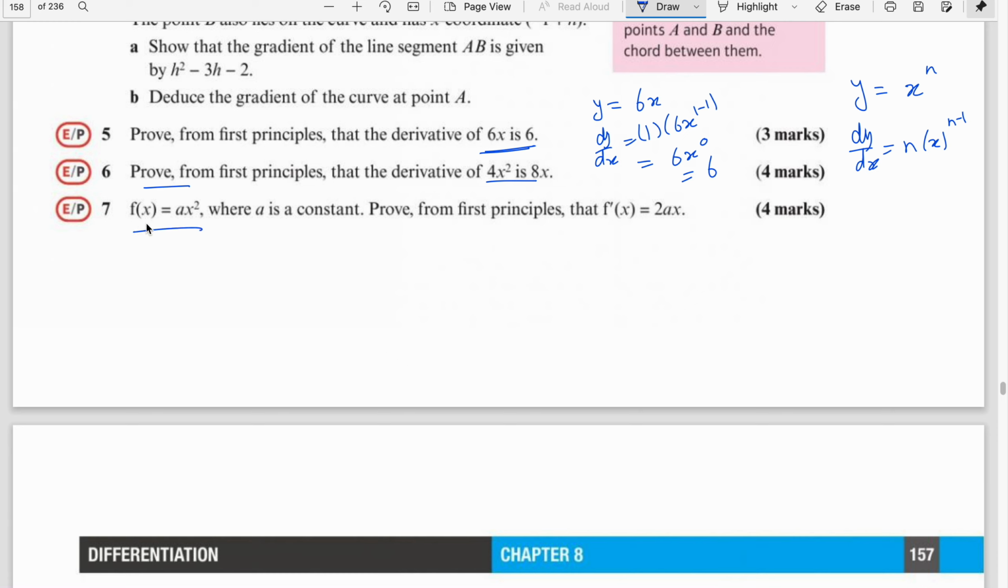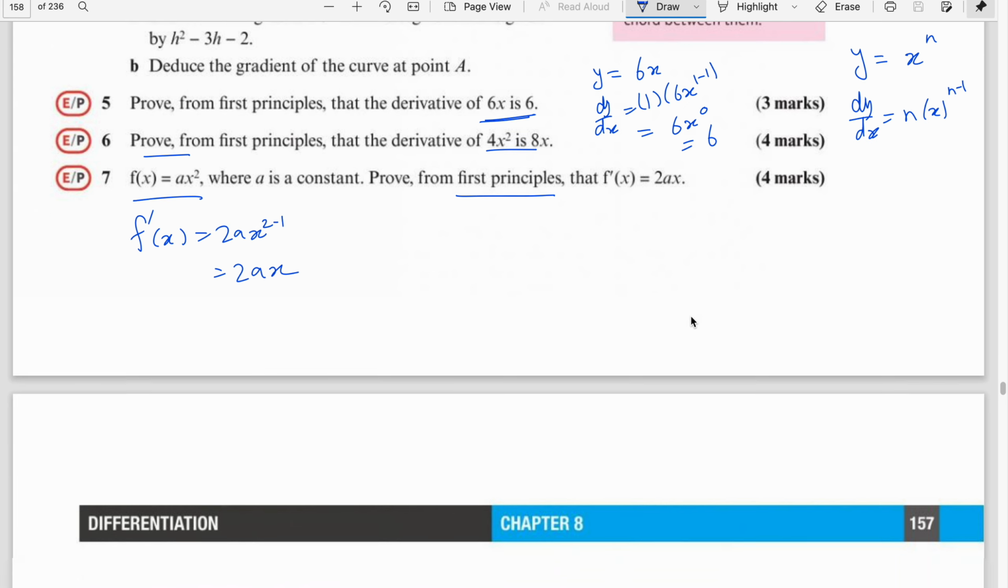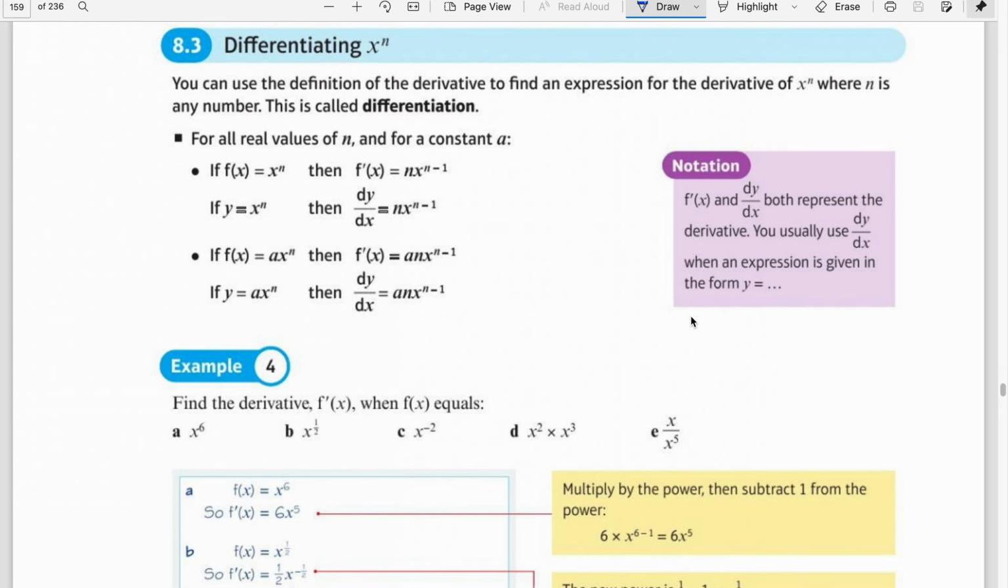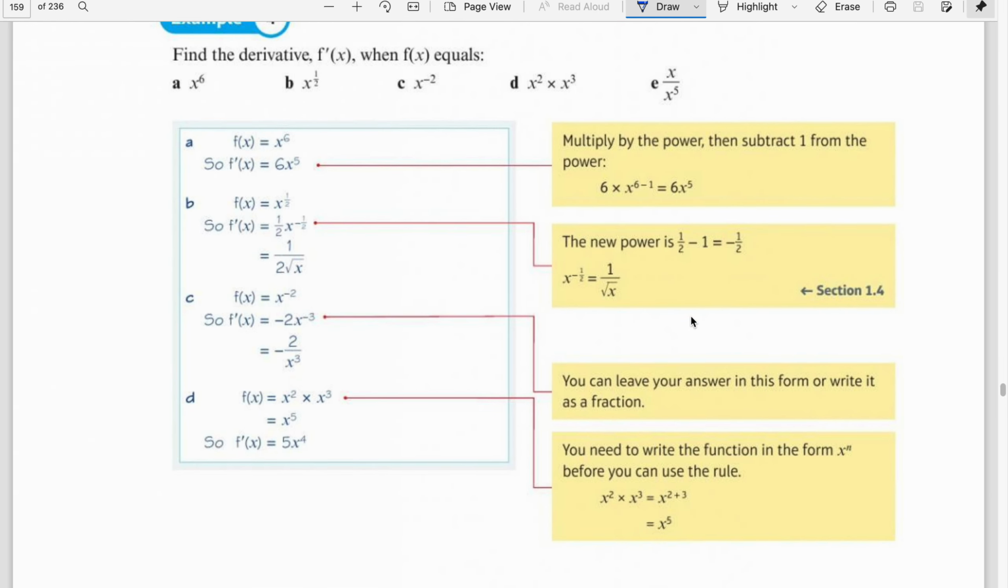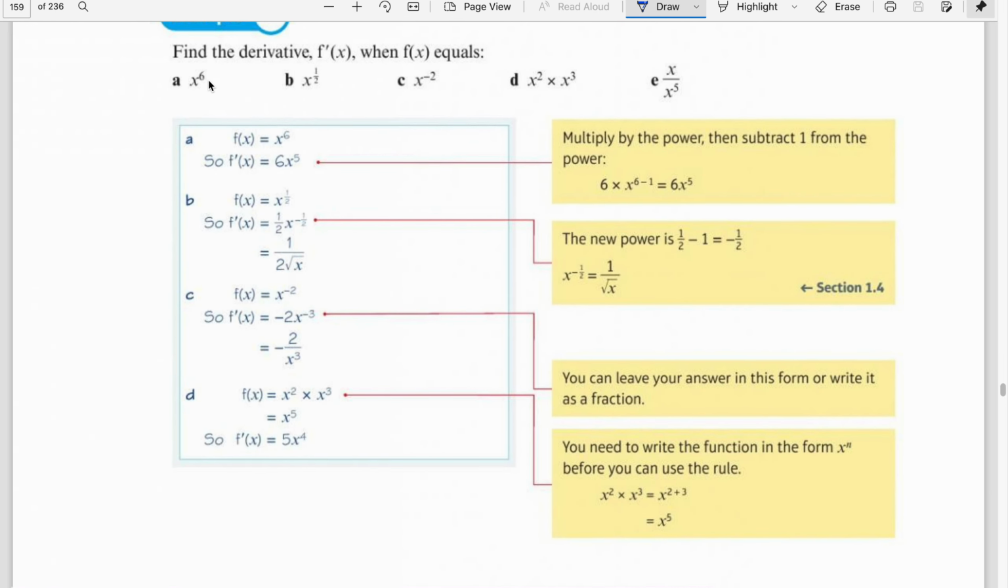Question 7 says f of x equals ax squared, where a is constant. Prove from first principles that f dash x, again it is the same. You bring the power down, multiply it with the remaining and subtract 1 from the power, so that is 2ax. Basically it is not the proof, it is just the simplification. So quickly, this is 6x, 1 less than power.